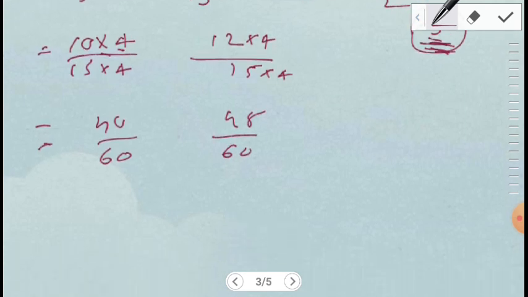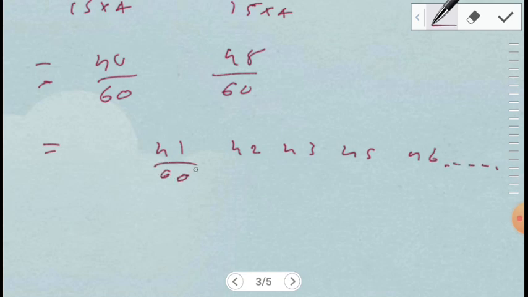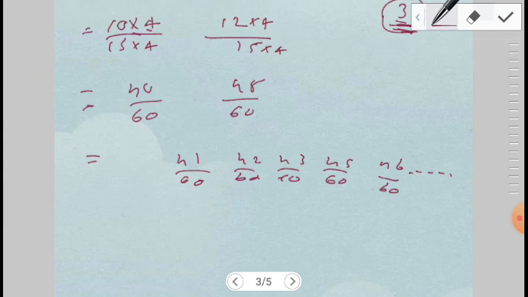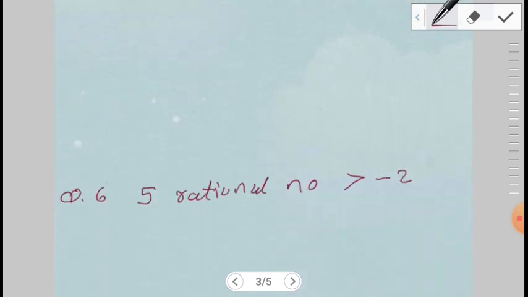So we can find that there are more than 5 rational numbers between these two numbers: 41, 42, 43, 45, 46, every one over 60, till 48 upon 60, starting from 40 upon 60. These are all the in-between numbers for those two rational numbers. In this way we can find any in-between rational numbers.